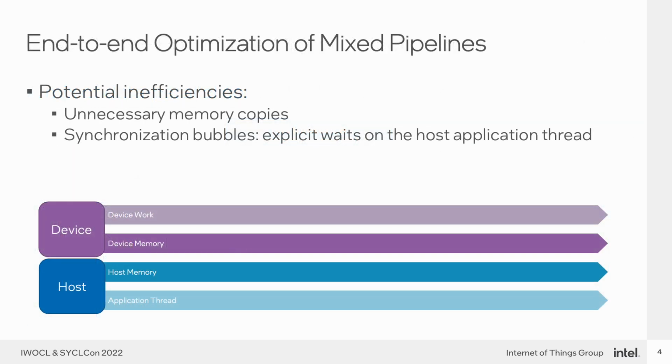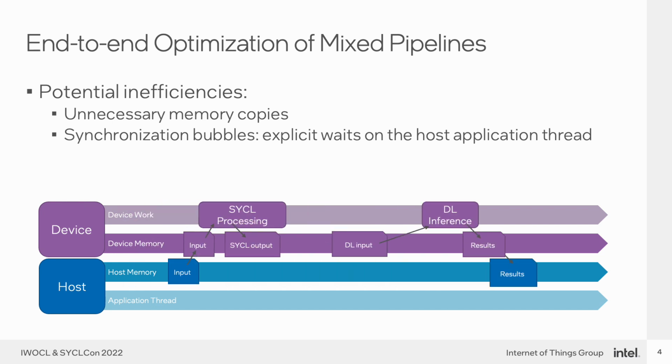So what are some of the key inefficiencies that could exist in a mixed pipeline, beyond the inefficiencies of its individual components? Let's look at a hypothetical example. Here we have a timeline of compute on a host and an attached accelerator device, with their memory represented in between. Let's imagine a pipeline with some SYCL and deep learning work. First, the input data is processed by SYCL, and the output is then processed by the deep learning engine to produce the final result. In this example, the host doesn't do any real work. It only schedules the device-side work with SYCL and deep learning APIs. Data flows between the host and the device memory as needed.